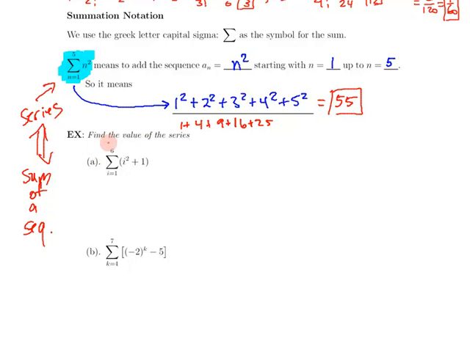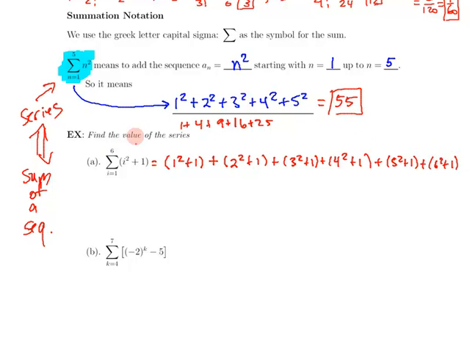Let's find the value of this series. So I start with i as my variable and plug in i equals 1. So I have 1 squared plus 1, and do the same thing again for the next number, 2 squared plus 1. All I'm doing is plugging in the next value of i into this expression. And then I keep going. 3 squared plus 1 plus 4 squared plus 1 plus 5 squared plus 1 plus 6 squared plus 1, where I'm going to stop because that's the top number.